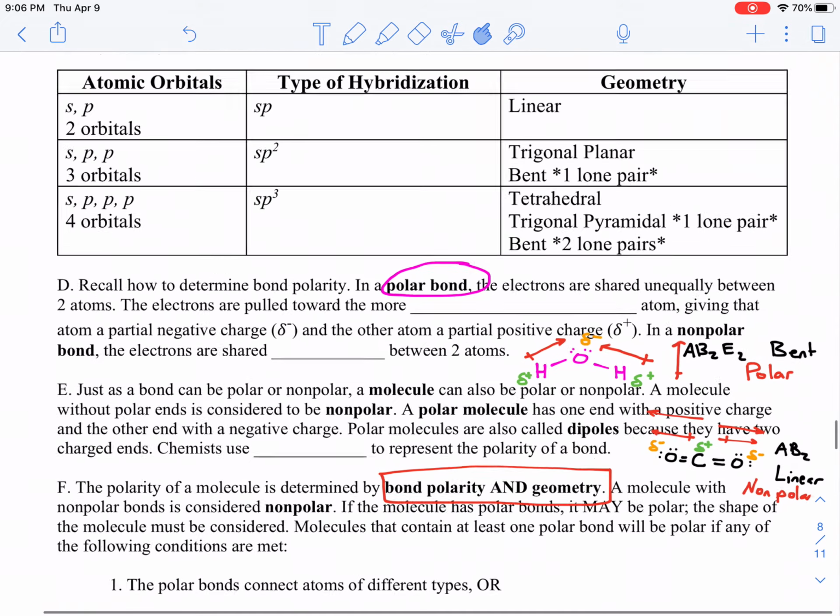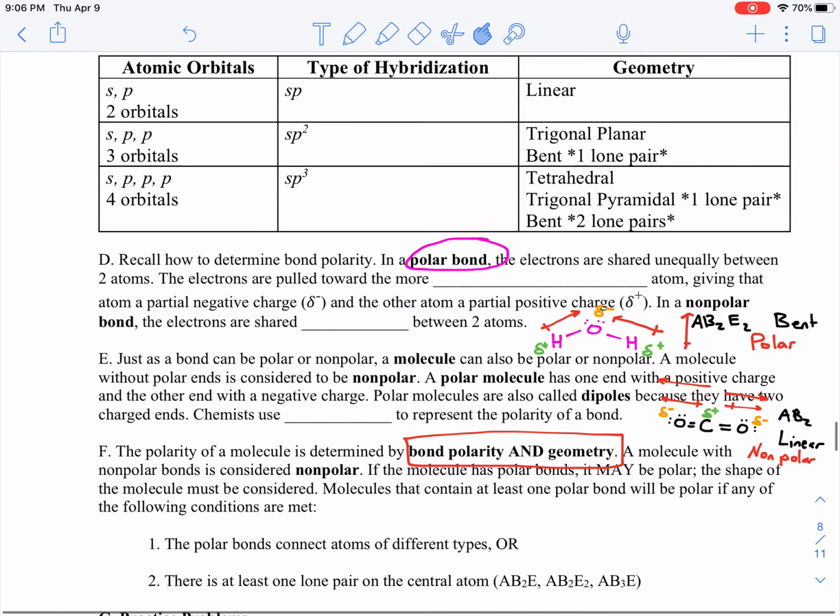So there's two types of questions. We might ask you about the polarity of a bond, but we might also ask you about the polarity of a molecule. And what you care about is both bond polarity and the shape of the molecule. So there's kind of a straightforward way to think about this. First off, if you have non-polar bonds throughout the entire molecule, it's non-polar automatically. If the molecule has all non-polar bonds, the molecule is non-polar.